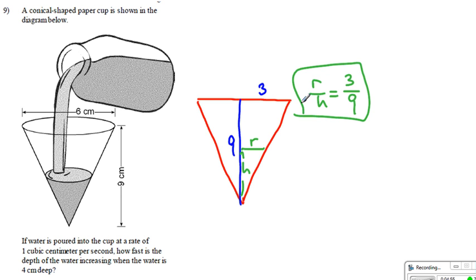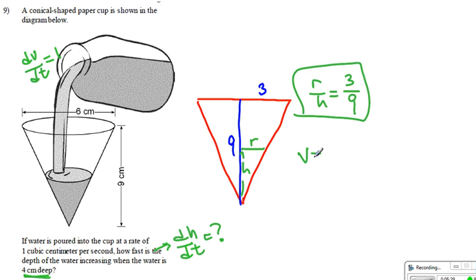Now, water is poured into the cup at the rate of, here we get to realize that dV/dt is equal to 1 cubic meter per second. How fast is the depth of the water increasing? So this is basically talking about dh/dt of the water when the water is 4 inches deep. So h equals 4. Then let us look into this one, see what happens.